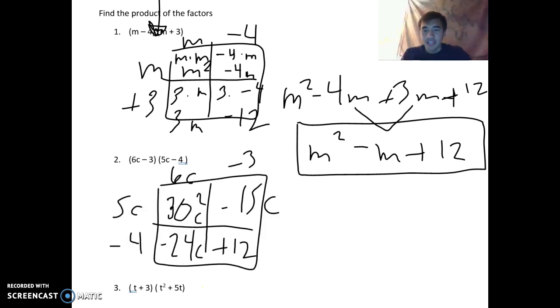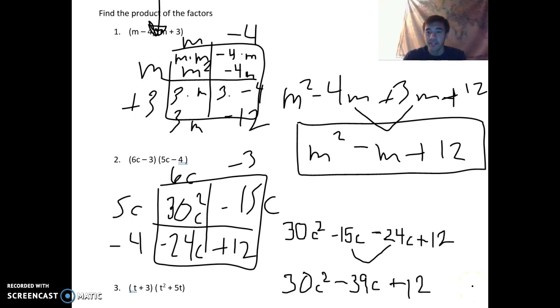Okay guys, here is my filled in box for the second problem. The one thing I do want to point out is make sure that c times c is giving you a c squared there. Please make sure to write out all four of your terms and then combine like terms. Again, pause the video, then restart it to check your work.